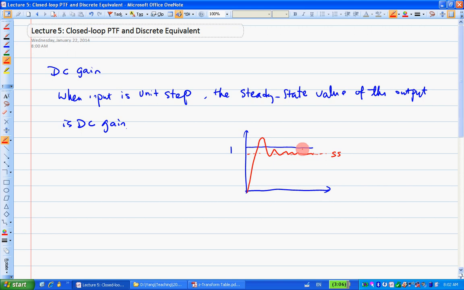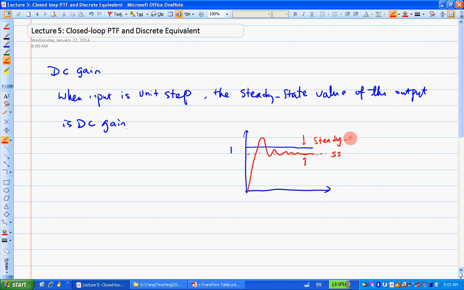Gain is a concept of a system. An amplifier has a gain: you put in 1, it amplifies by 100, and the output is 100 times. But for a control system, you don't necessarily want to amplify 100 times. Maybe you just want to follow the reference. In other words, you want the steady state here to be the same as the input. If they're not the same, the difference is what we call the steady state error.